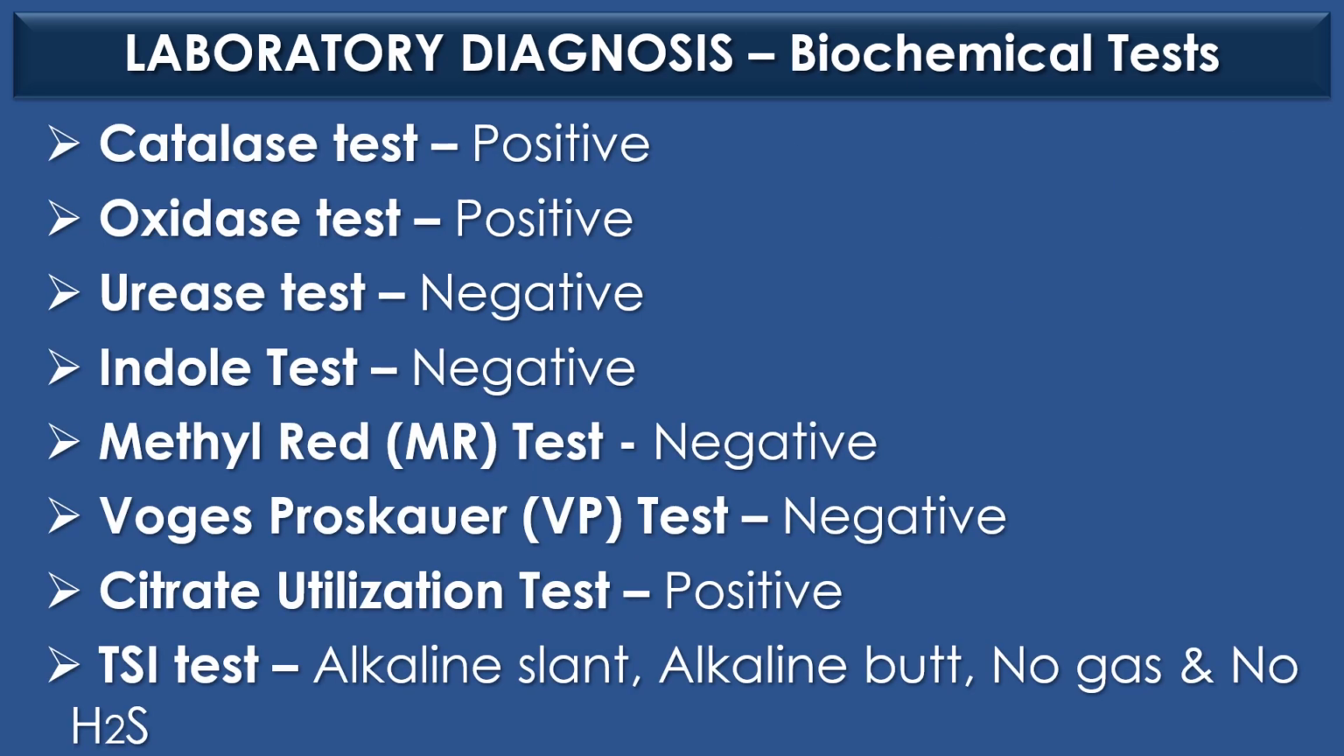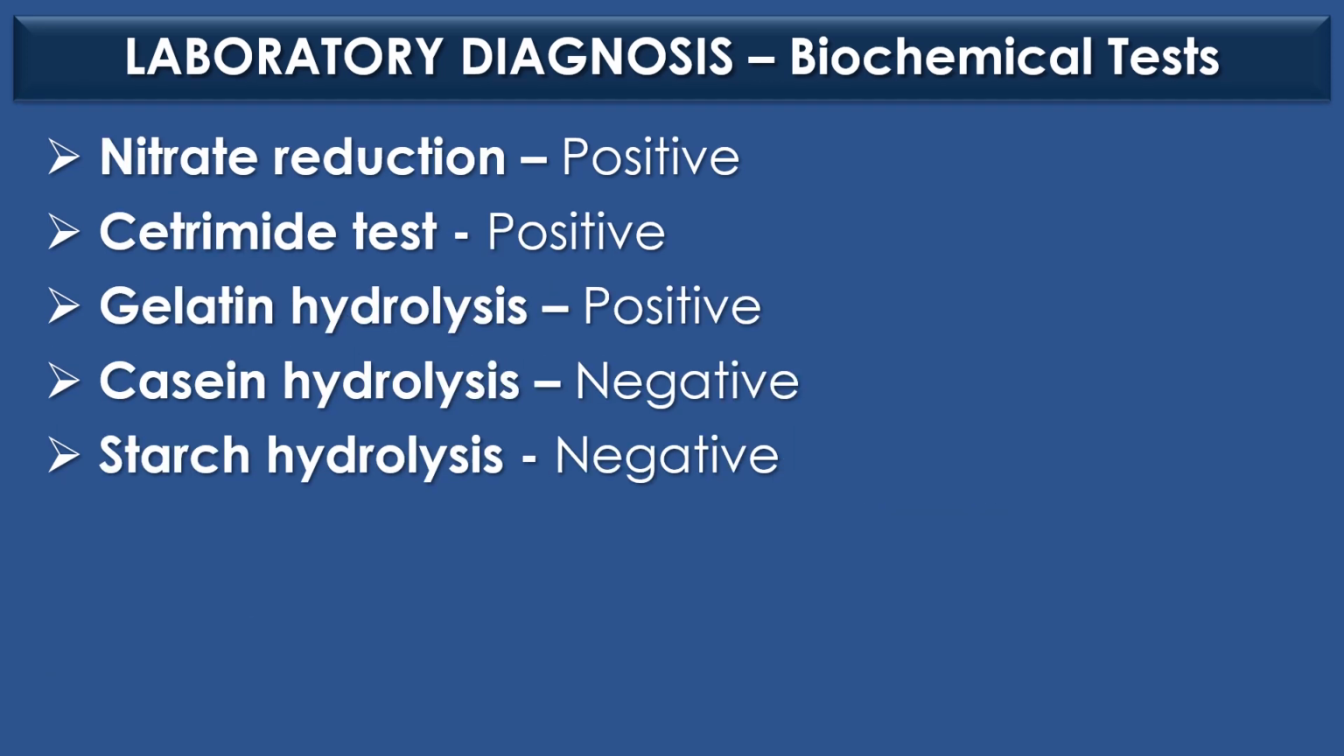Biochemical tests for Pseudomonas aeruginosa. Catalase test positive, oxidase test positive, urease test negative, indole test negative, MR test or methyl red test negative, VP test or Voges-Proskauer test negative, citrate utilization test positive. In TSI test, Pseudomonas aeruginosa produces alkaline slant, alkaline butt, no gas and no H2S. Nitrate reduction positive, cetrimide test positive, gelatin hydrolysis positive, casein hydrolysis negative and starch hydrolysis negative.